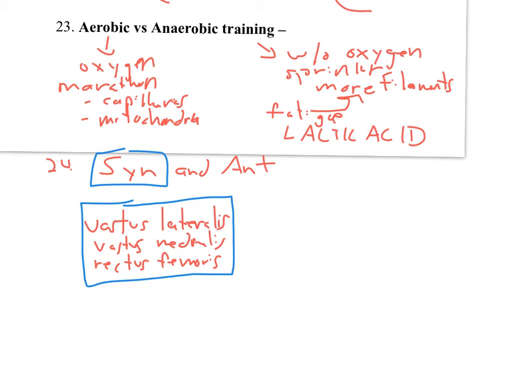Whereas antagonists work in opposition. The biceps and the triceps would be the easy example of antagonists. Let me put that over here. Biceps brachii, that's an A, C-H-I, and the triceps brachii.